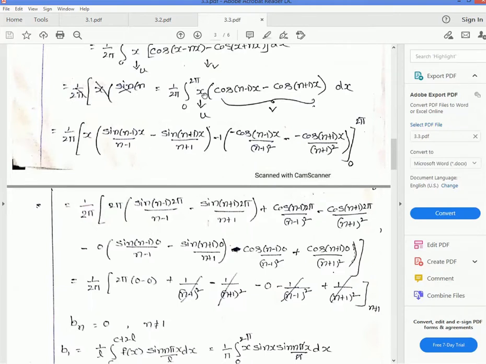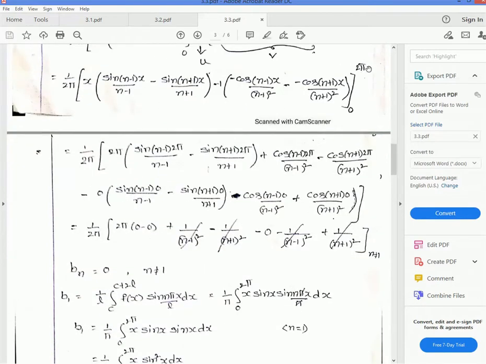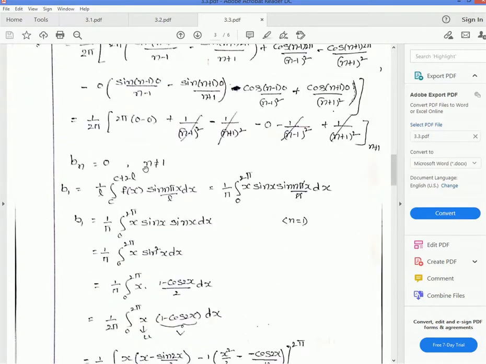Okay, x into the integration of cos of (n minus 1) x, which is sin of (n minus 1) into x divided by n minus 1, minus cos of (n plus 1) into x, integration is sin of (n plus 1) into x divided by n plus 1. Again x derivative 1, again this is v2, integration of the sin, minus cos. Now substitute upper and lower limits. Upper limit 2 pi, lower limit 0. We know sin of (n minus 1) into 2 pi is 0, sin of (n plus 1) into 2 pi is 0, cos of (n minus 1) into 2 pi is 1, cos of (n plus 1) into 2 pi is also 1. So simplifying we get b_n value 0.